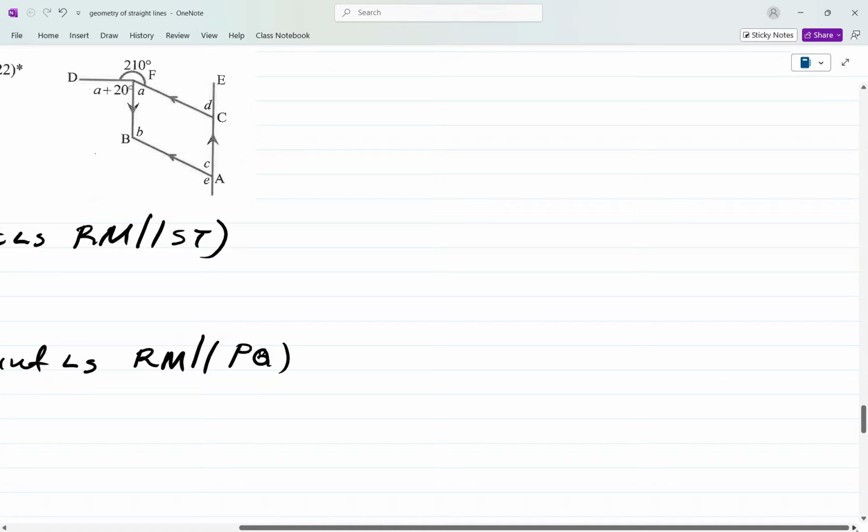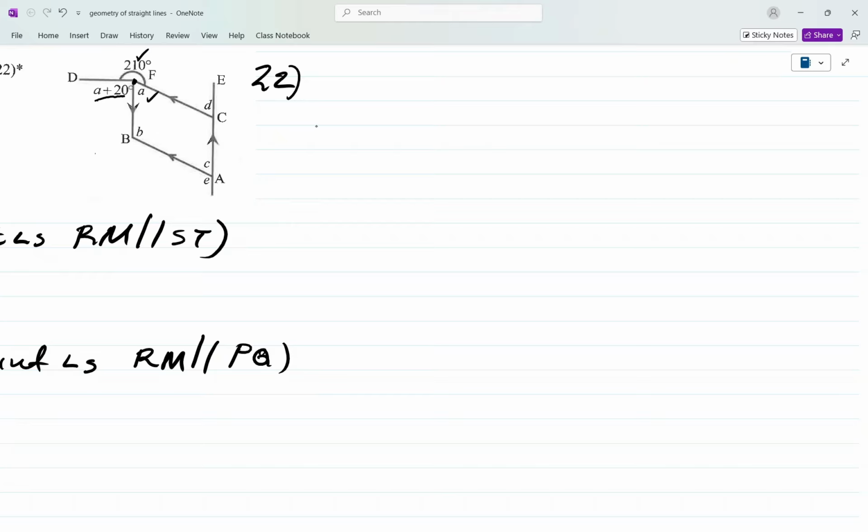And then coming to number 22. Number 22, I'll be calculating A, B, C, D, and E. I'm going to start at this point. I have A plus 20 here, I have 210, I have A. Then I'll be saying A plus 20, plus 210, and then plus A.